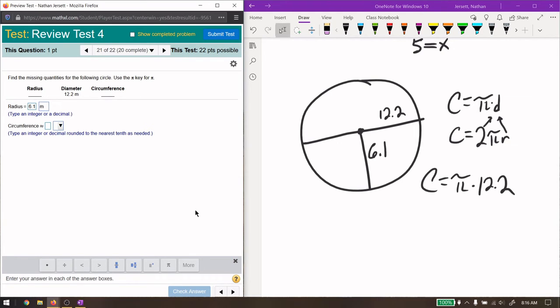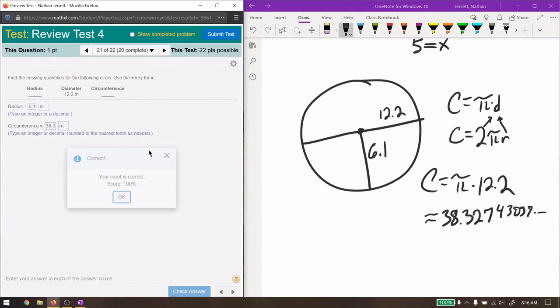12.2 times the pi key, I get 38.3074307, and it would continue. And it says round to the nearest tenth. The nearest tenth is going to be this 3 here, so it's going to be 38.3. And circumference is the same thing as a perimeter, but for circles. So it's a one-dimensional unit, meaning it's going to be meters, not meters squared.